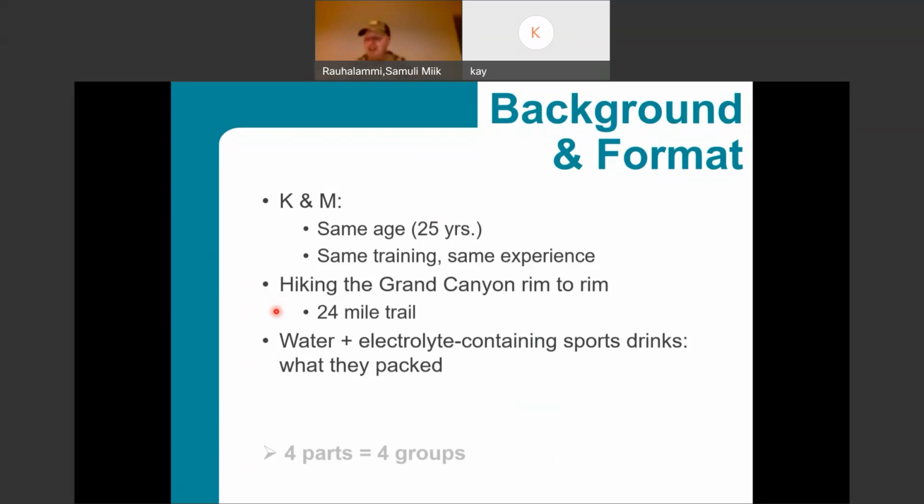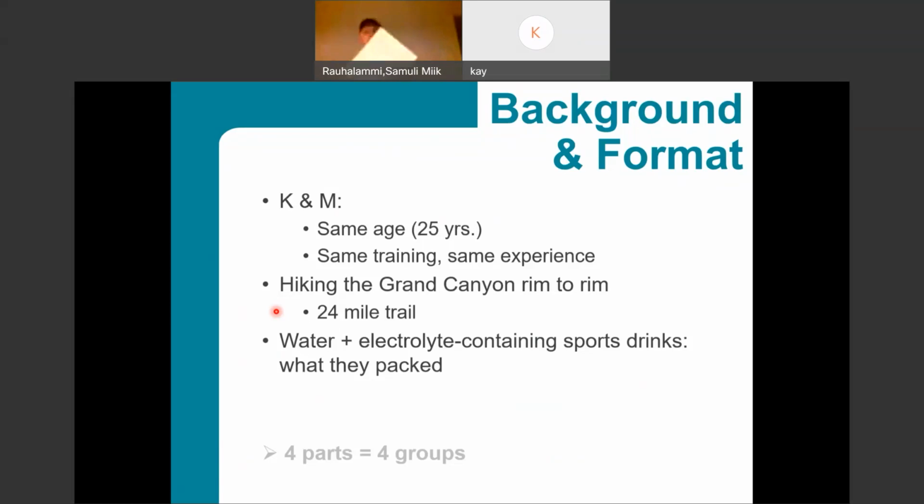And for our purposes, we can assume that Carla and Maria are perfectly similar in so many important characteristics. They're the same age, their fitness level is the same, they train similarly, they are just similar. The only difference is that one of them is going to be drinking way too much water during this hike, so they're going to become overhydrated. And one of them is not drinking enough water, so they're going to become dehydrated.